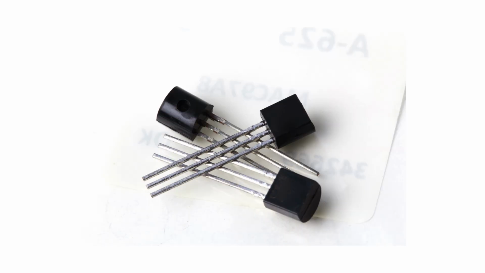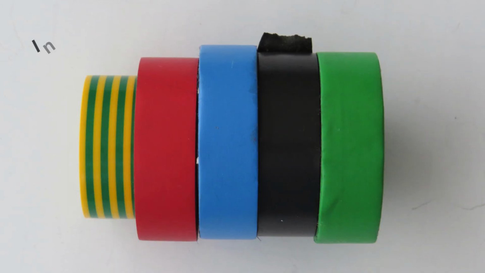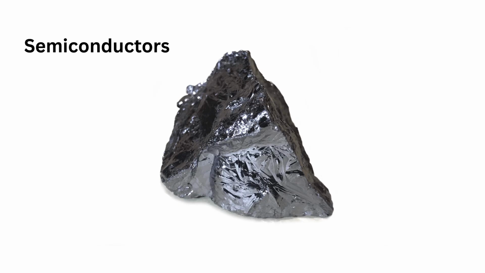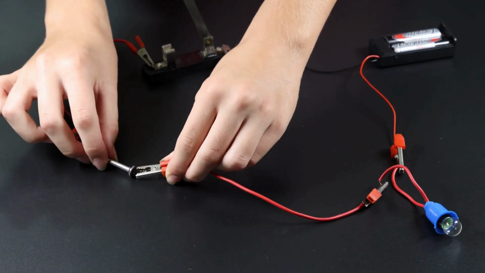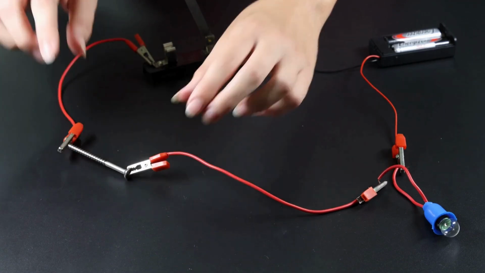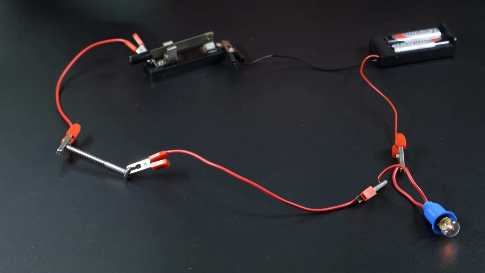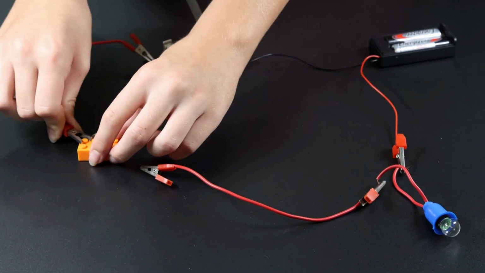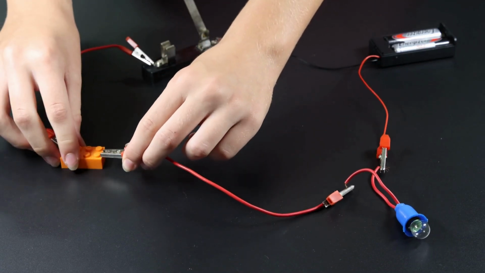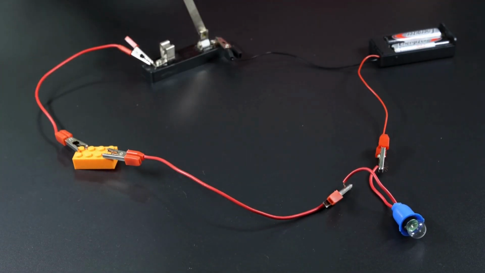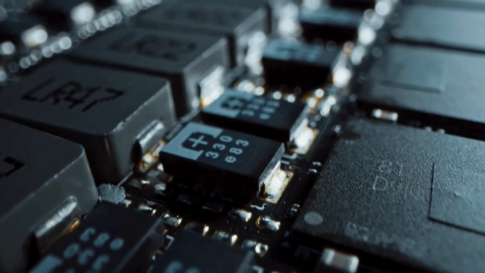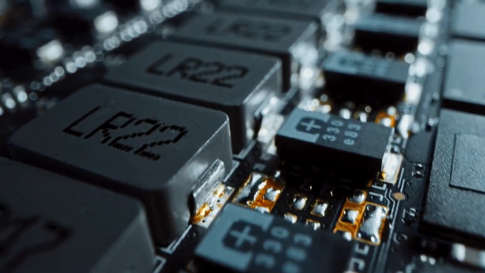Let's get started. To understand transistors, we first need to learn about conductors, insulators, and semiconductors. Conductors, like copper, allow electricity to flow easily because their atoms have free electrons that move freely. Insulators, such as rubber, resist the flow of electricity because their electrons are tightly bound to their atoms. Semiconductors, like silicon, fall in between. They conduct electricity under certain conditions, making them incredibly versatile for electronic devices.